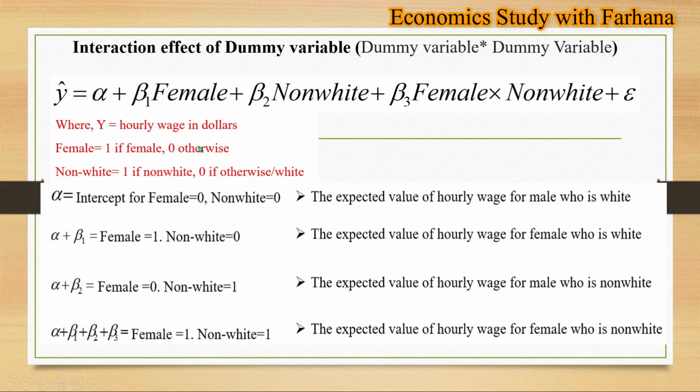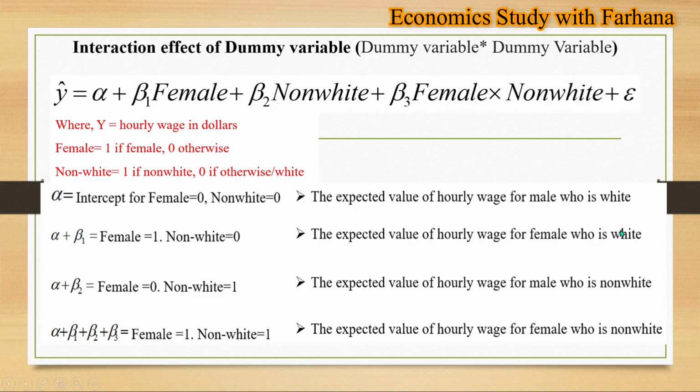The female variable represents one if female and zero otherwise, that means male. So here the base category is male. In the case of non-white, it is one if non-white and zero otherwise, or white, so here the base category is white. The intercept term will represent the mean value of the base categories. That means the intercept term will represent the mean hourly wage for male and white. Here you can see the alpha intercept for female equal to 0, non-white equal to 0. It represents the expected value of hourly wage for a male who is white.